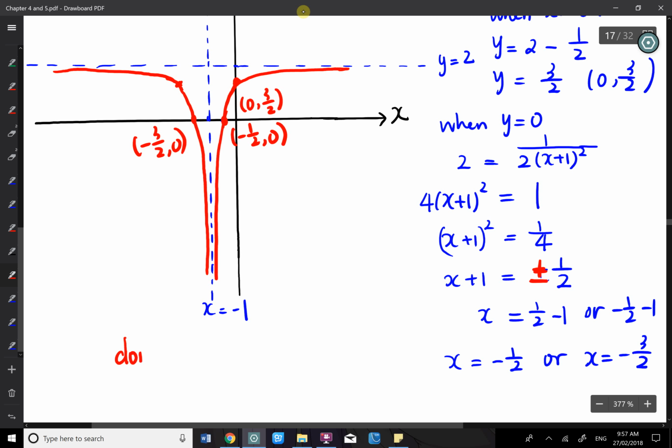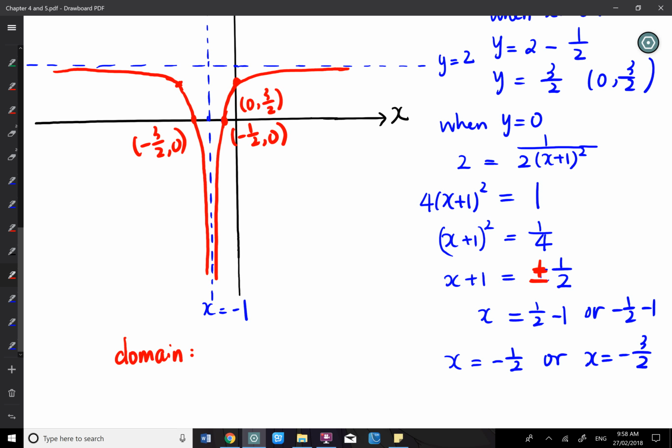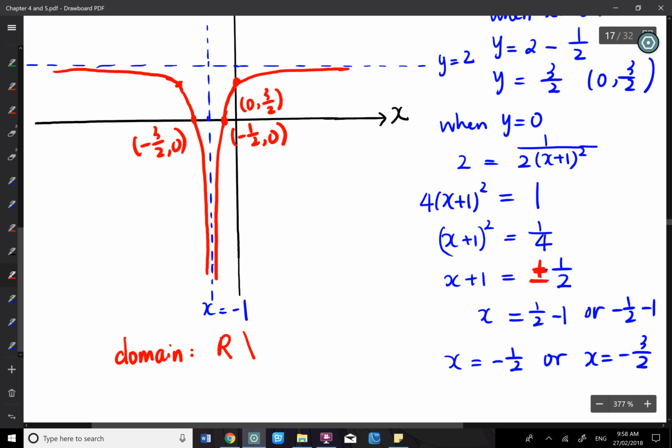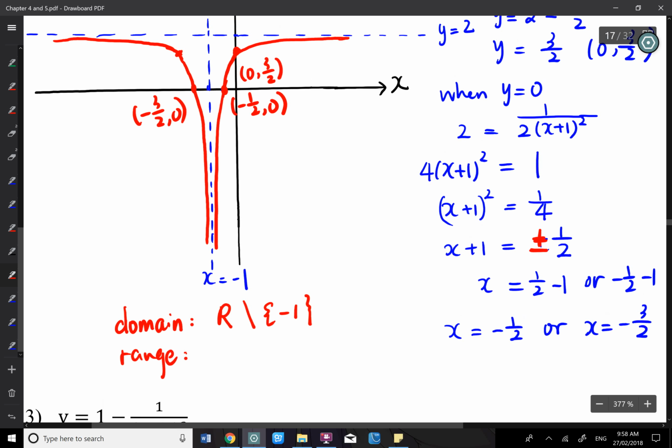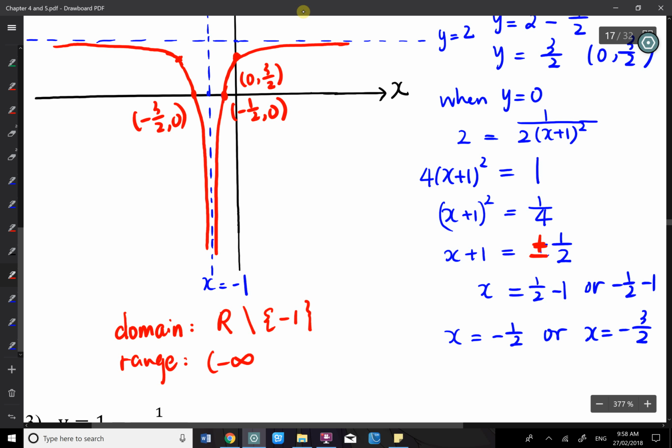Okay, what's the domain for this graph? Real numbers except -1. And range is... 2 exclusive. Thank you. -infinity to 2 exclusive.